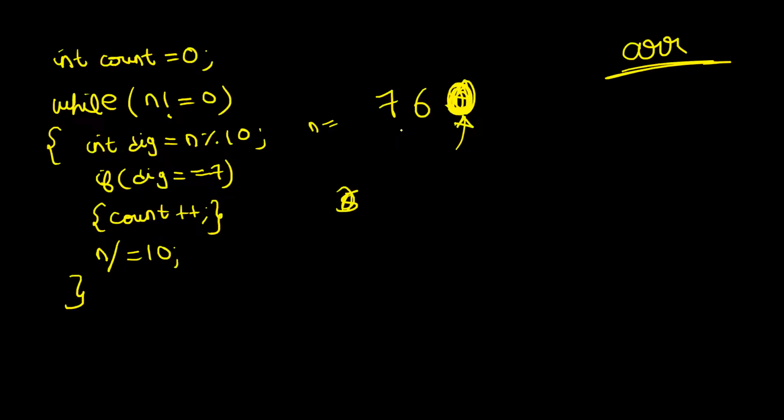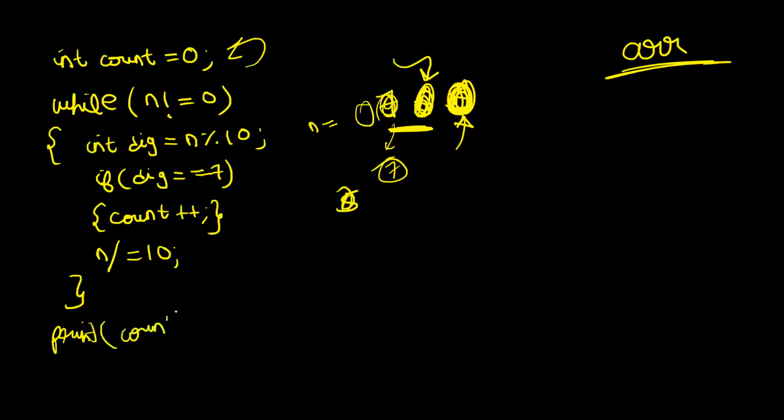Okay, cool. So now the number is 76. What do I do? Again, I see that this number is not equal to 0. So I see this digit is 6 here. This is not 7, so I will not do a count plus plus and I do n is equal to n by 10. Now the number goes to 7. Is n equal to 0? No, it is not. So I will extract the digit. The digit is 7. Is 7 equal to 7? Yes, so I will increase count and then I will do n is equal to n by 10. So now n will go to 0. I come outside the while loop and I can print count outside the while loop. So this is an iterative way of counting the number of 7s in a particular number.